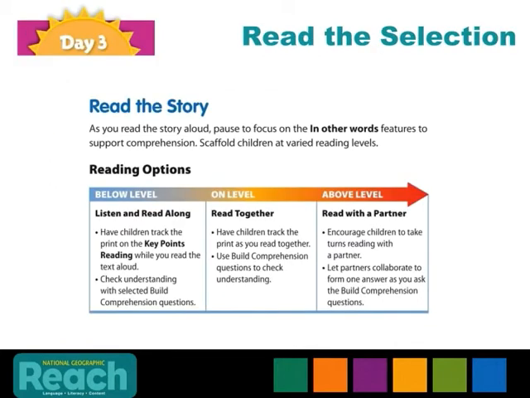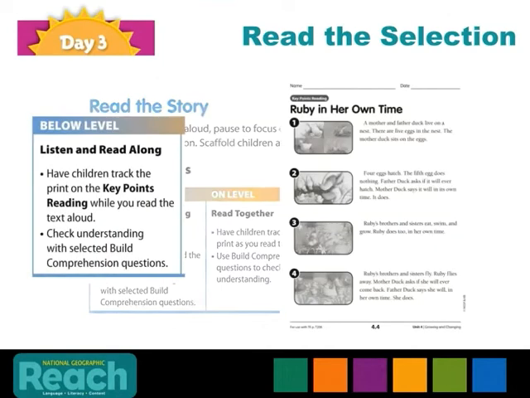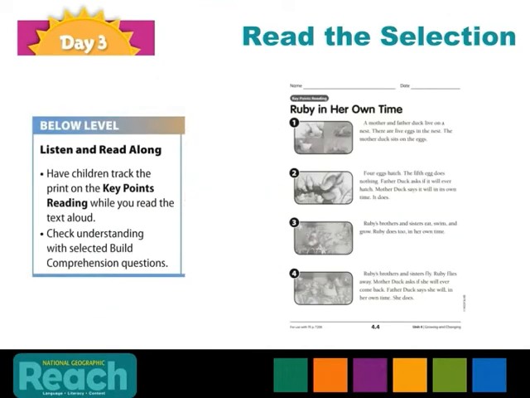As you can see here, Reach also provides support through different reading options for below level, on level, and above level students. Let's take a look at how one teacher, Ms. Gomez, uses these reading options to work with her 3 levels of students. She will use the key points reading with her below level readers to have them track print while she reads aloud to them, so that they can begin to acquire print knowledge.